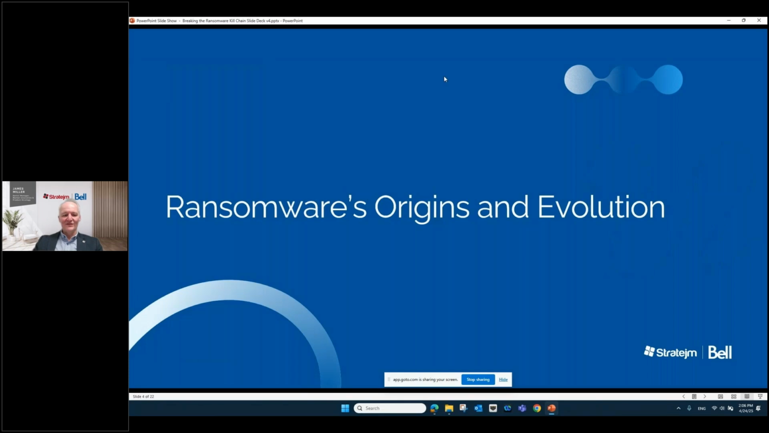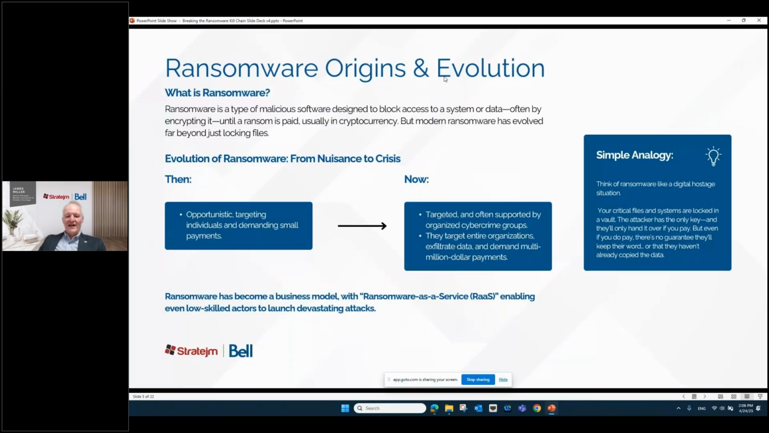So the origins and evolution. At its base, ransomware is a malicious software. Some people call it a virus, a malware, an attack, but it is a malicious software. However, it's designed to block access to systems and data. So you cannot get to any of your critical files, to sections of your company. You have been locked out.